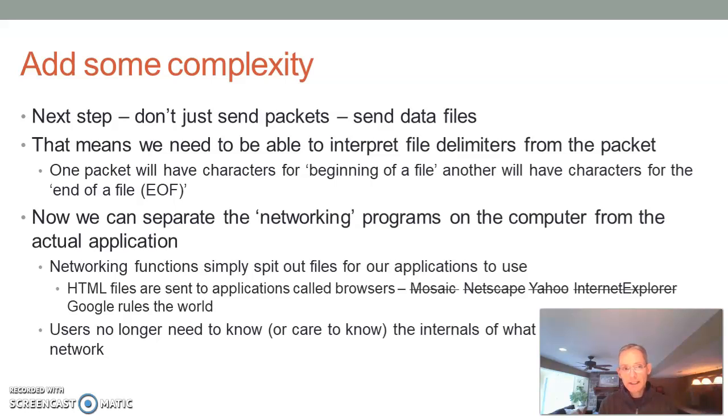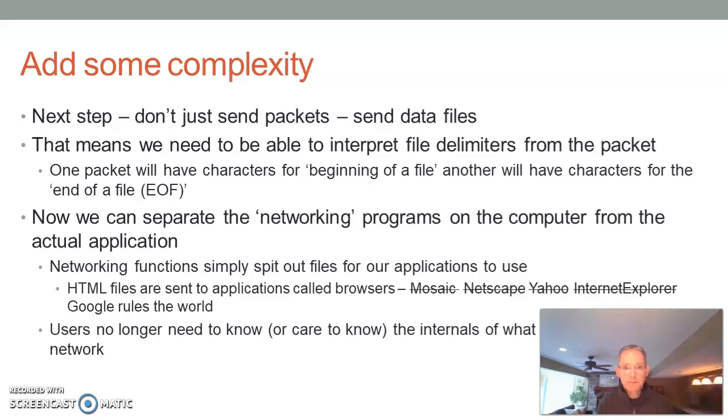So now let's add some complexity. We don't want to send just a packet of information. You want to send files. They're going to be huge, right? You can't send them all at once because it could break up. A lot of things could happen to it. So you need to be able to interpret file delimiters from that packet. It means you're going to have an end of file character associated with something, and then as these packets come through and if they're addressed, they're just going to continue to build on your side of the machine. And then you get these networking programs on the computer that can do all that processing for you.